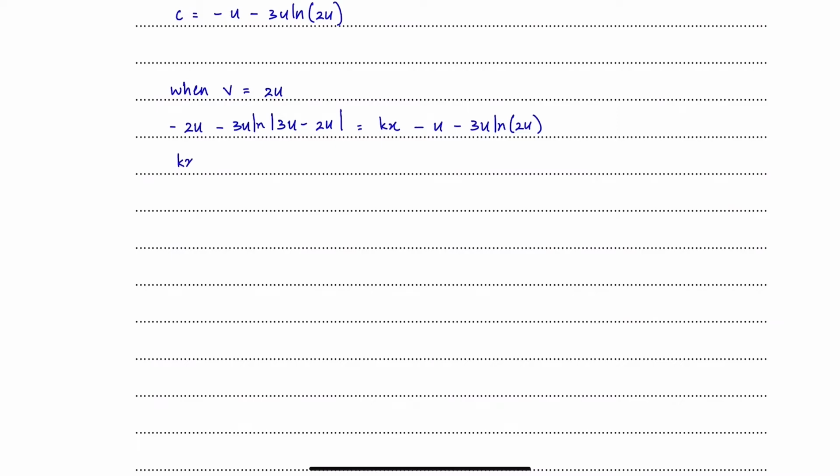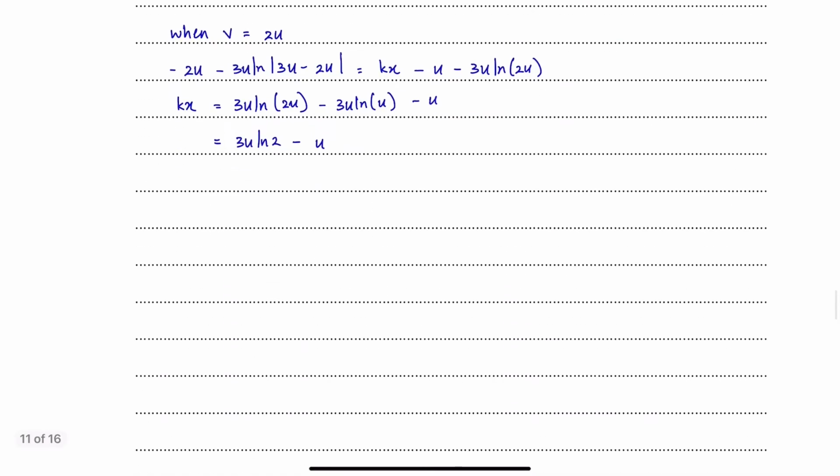So kx equals 3u ln 2u minus 3u ln u minus u, which is also equal to 3u ln 2, because 2u divided by u is 2, minus u. So x will be equal to u over k times 3 ln 2 minus 1. That's it.